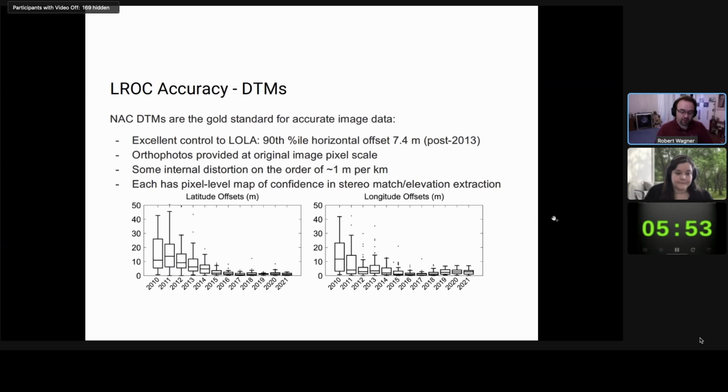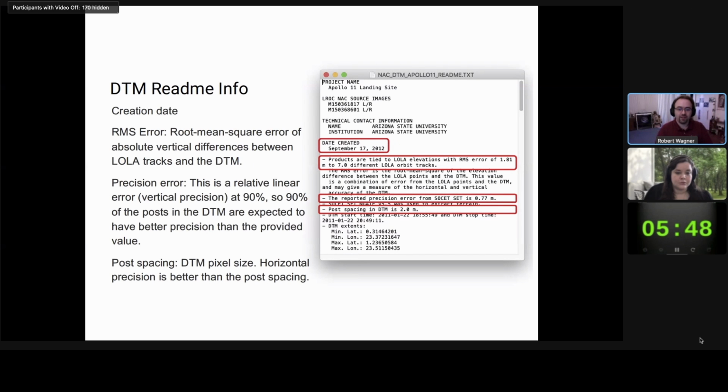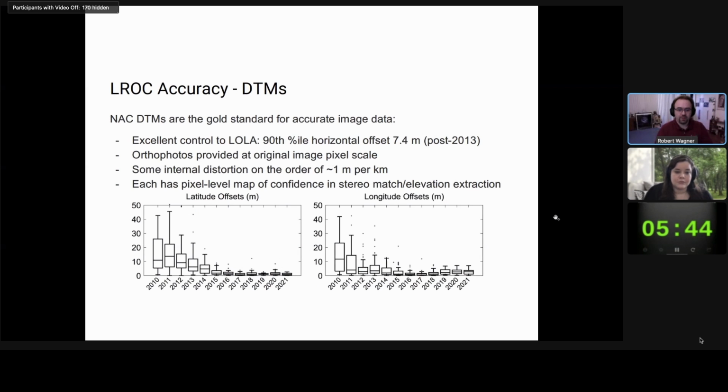So, how to get more accurate position data than that? The best source of data is the NAC DTMs. These are very tightly controlled to the LOLA laser altimeter reference frame for the moon, both vertically and horizontally. For NACs made since 2013, the 90th percentile horizontal offset is about 7.5 meters. Before that, control is worse, so check the date on the DTM you're using.